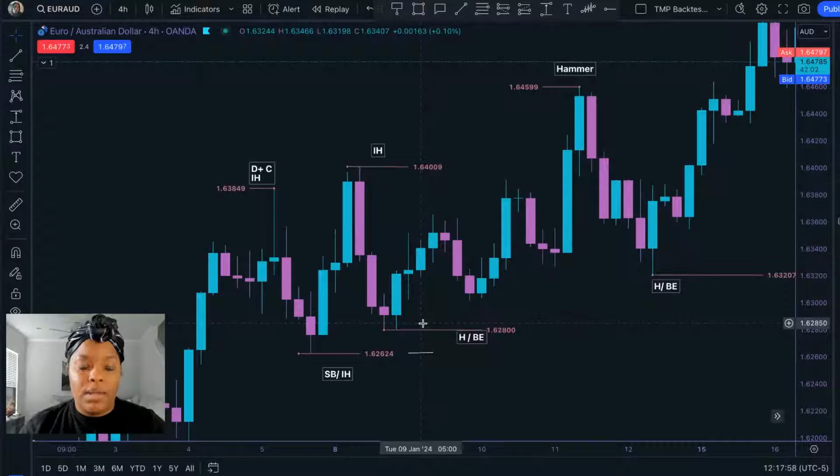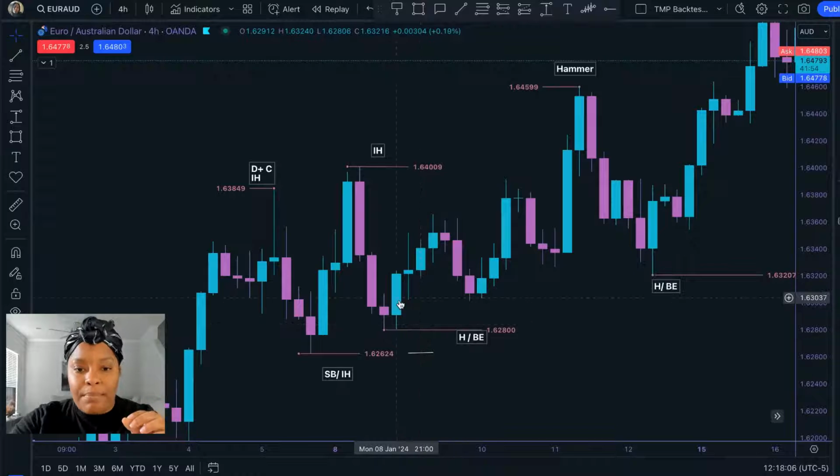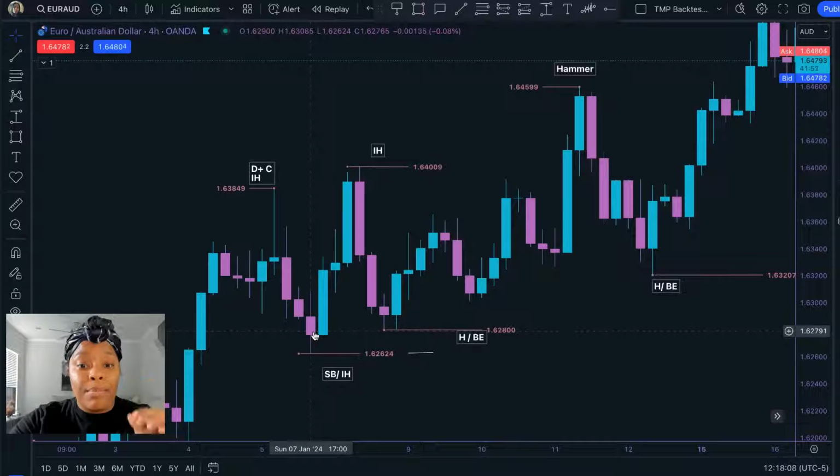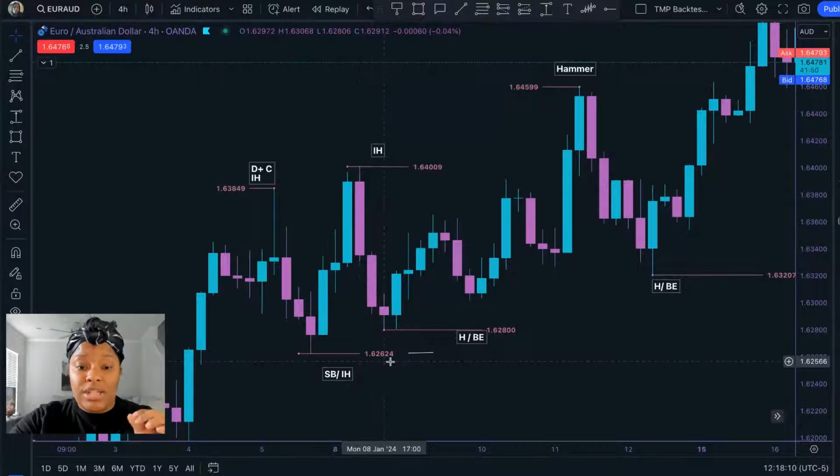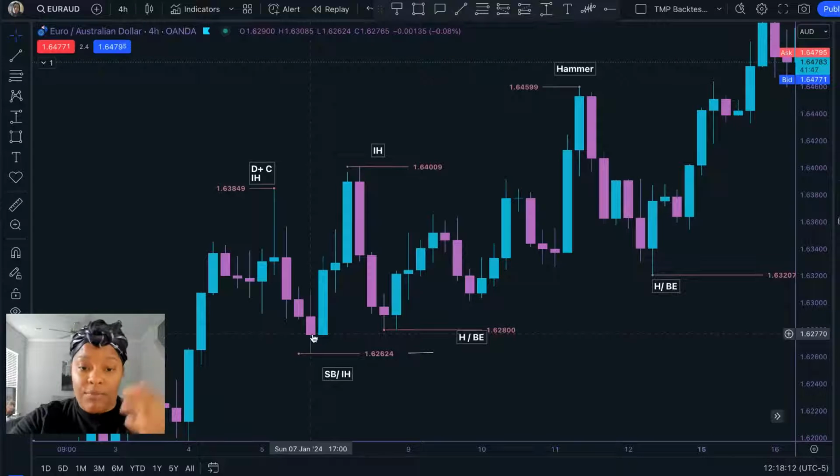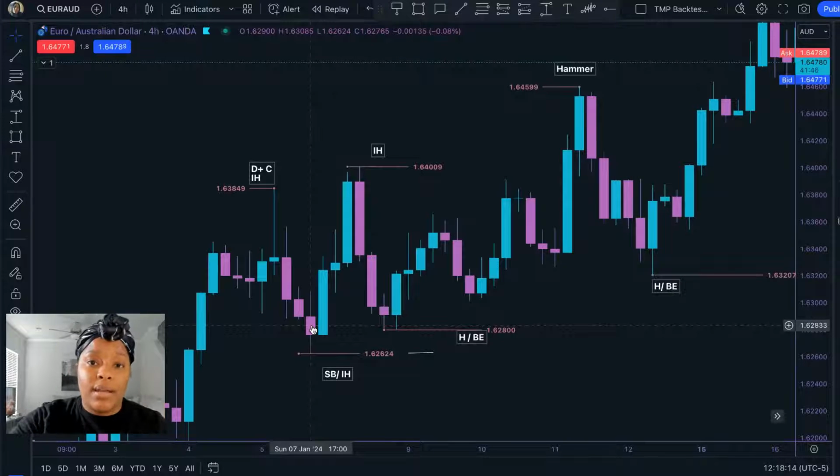Okay, so watch this. This is how we put the picture together. What candlestick are we really trading above if we say we're going to buy? Y'all, we are really trading above 1.62624, the spinning bottom or the inverted hammer. We're trading above that candlestick. That's what we're doing in the market.